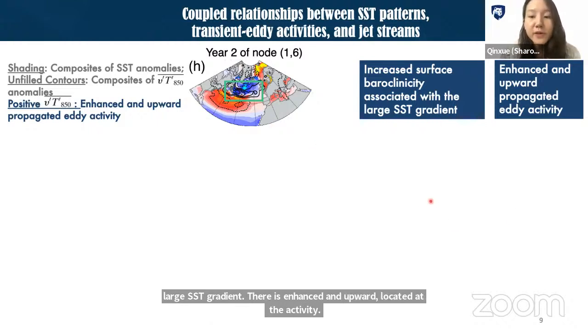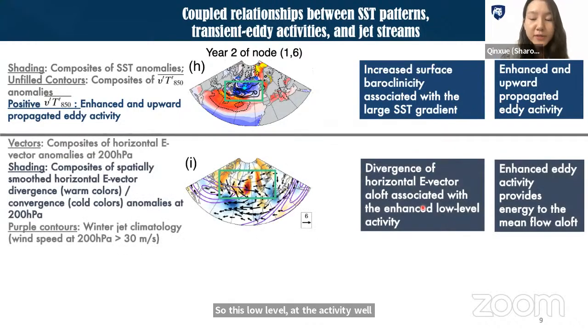So this low-level eddy activity will lead to some change in the upper troposphere, as shown in this figure. This figure shows the composites of the horizontal E-vector anomalies at 200 hectopascal in vectors, and the E-vector divergence anomalies in shading. As you can see, associated with the lower level eddy activity, there is anomalous divergence of the horizontal E-vector anomalies components in the upper troposphere, as shown in the warm shadings in this region marked by this green box.